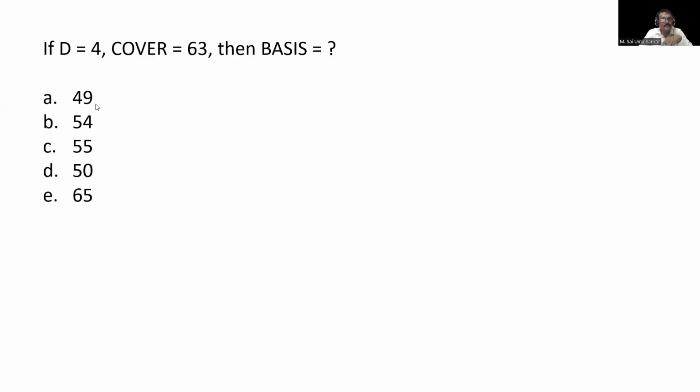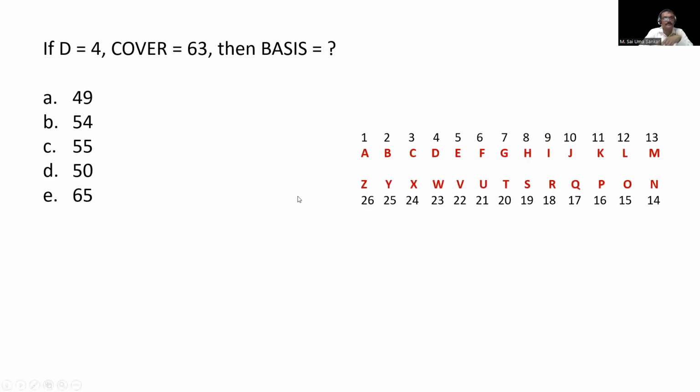If D is equal to 4 and next COVER is equal to 63, what happened? D equal to 4 is clearly mentioned. The fourth letter is D, it's very simple. What is the C? That is 3. What is the O? That is 15. V is 22, E is 5, R is 18. Okay, 18 plus 20, 40. 40 plus 20, 60. 60 plus 3, 63.